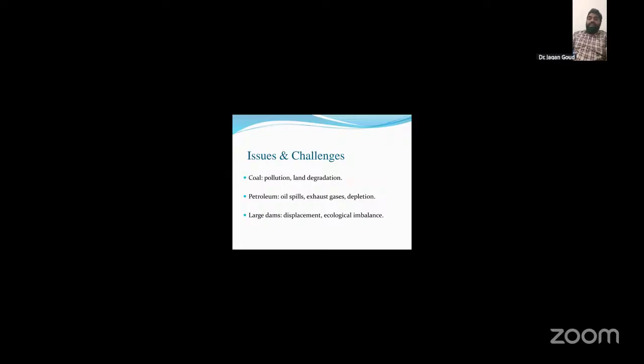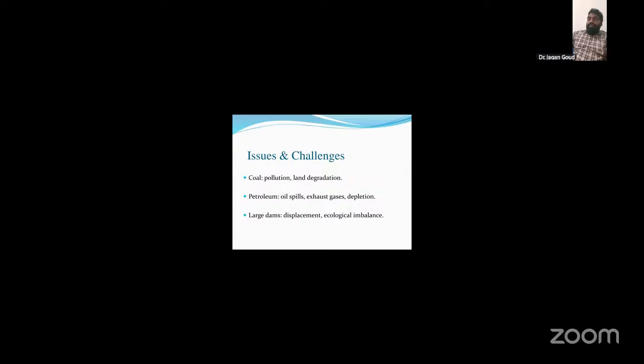Okay, the second one is petroleum based energy. Major issues are oil spills and exhaust emissions, resource depletion, and geopolitical and economic issues. The third one is large hydroelectric dams. Major issues are displacement of people and ecological imbalance, deforestation and habitat loss, and sedimentation problems.